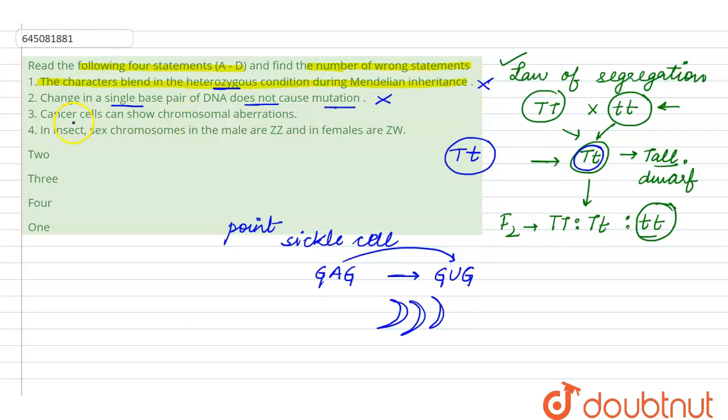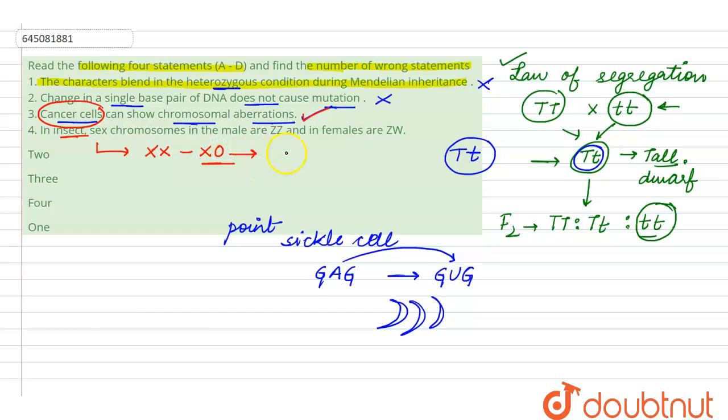The third one says that the cancerous cell show chromosomal aberrations. This statement is the right statement because the cancer cells do show chromosomal aberrations. Some of the genes get changed or mutated when the cancer cells are formed. So this is correct.